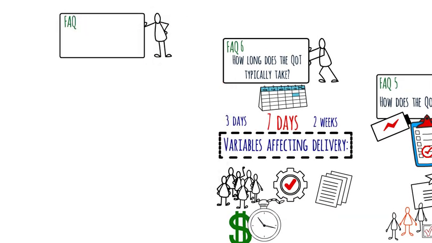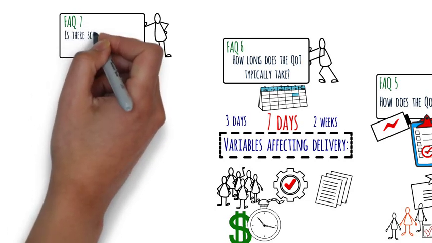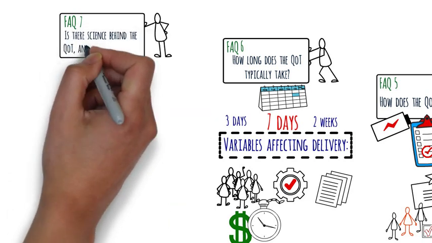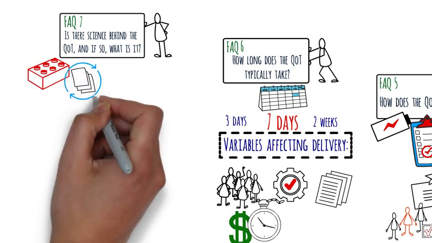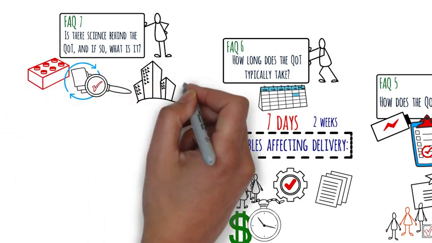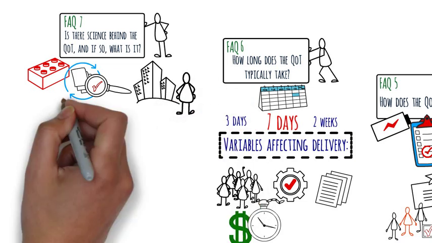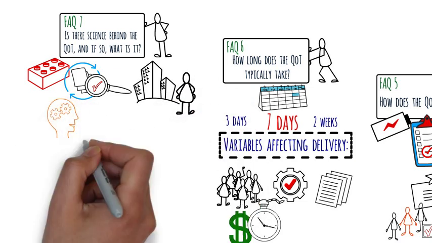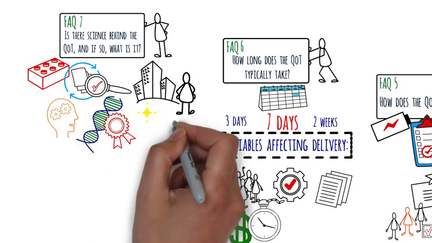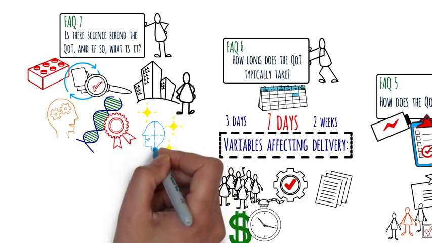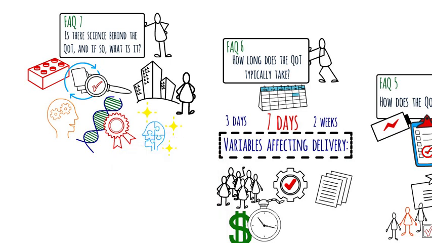FAQ number 7. Is there science behind the QoT, and if so, what is it? The QoT has been built on top of peer-reviewed and well-documented research around company and individual attributes. For individual psychometric profiling, talent sequencing uses one of the best-regarded tools that is based on the gold standard of personality profiling, referred to as the 5-factor model, or the Big Five.